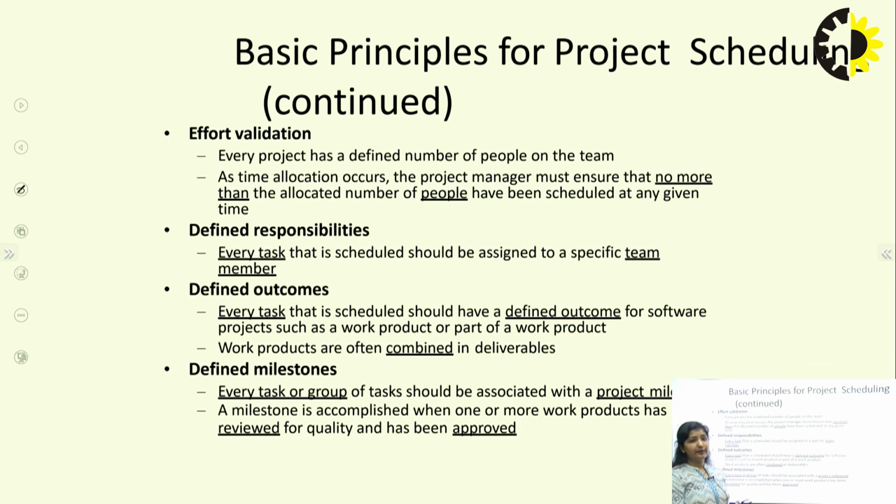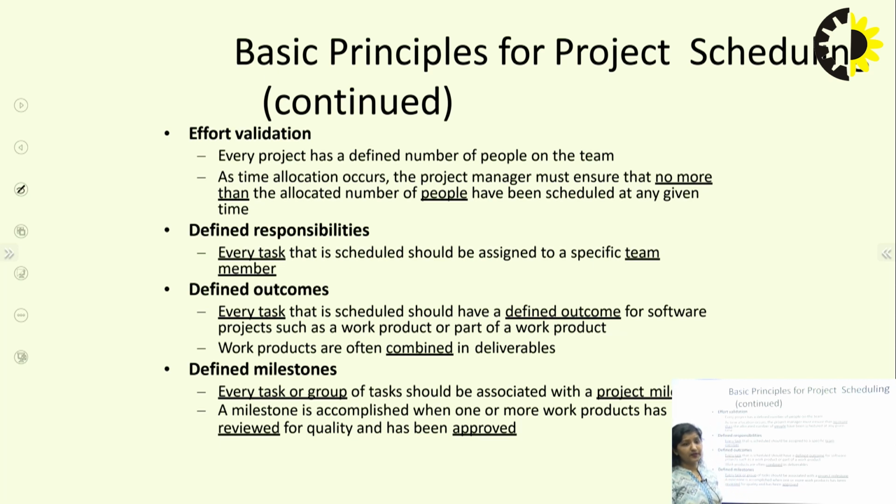Next one is effort validation. Every project has a defined number of people on the team. As time allocation occurs, the project manager must ensure that no more than the allocated number of people have been scheduled at a given time. The number of persons must be identified, and accordingly only this number of people will be working. If this does not work, we can overcome it with another schedule.